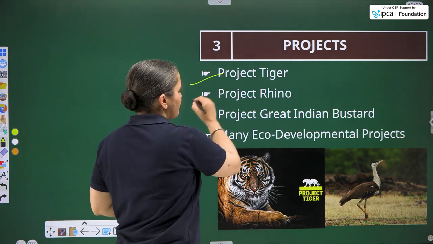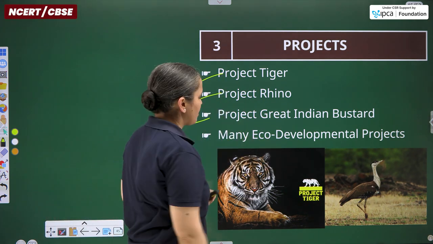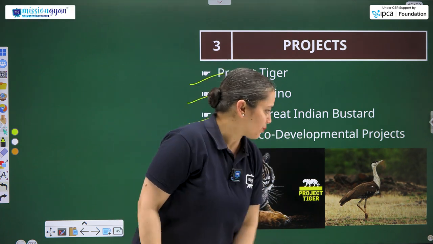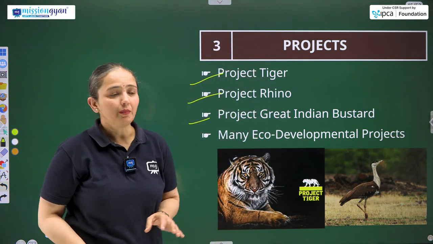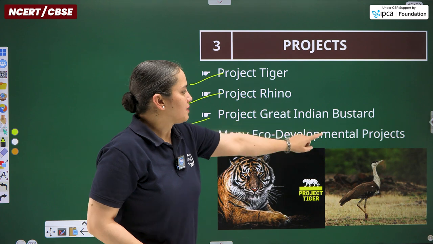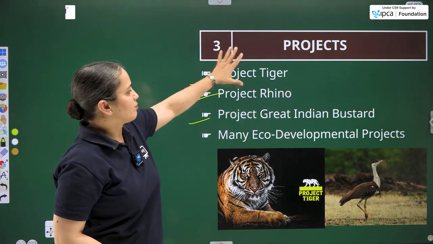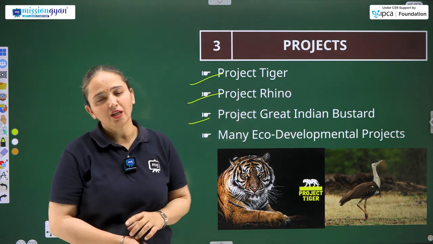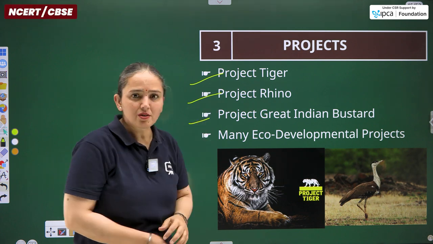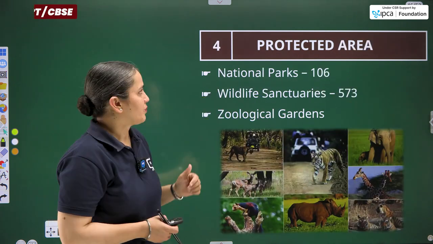So, Project Tiger, Project Rhino, Project Great Indian Bustard, and many eco-development programs have been introduced by the Indian government. And if you talk about these certain animals, these are the particular aim for the projects started by the government to protect their species, to protect their total count.